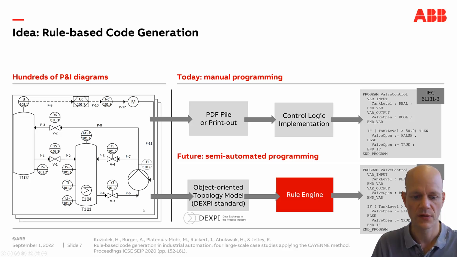And if we have those object-oriented models, where we not only have circles and lines and arrows, but actually we have tanks and motors and valves and so on, then we can design algorithms around that and actually partially generate some of the control logic. For that, we want to employ a rule engine. And the rule engine shall execute rules which occur a lot of times in different plants, and they always end up in very similar code. And with this rule engine, we aim to generate the code automatically.